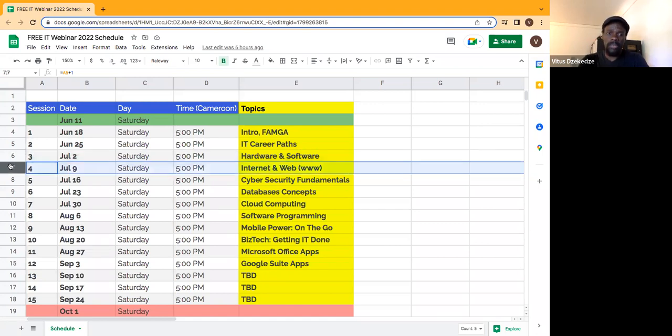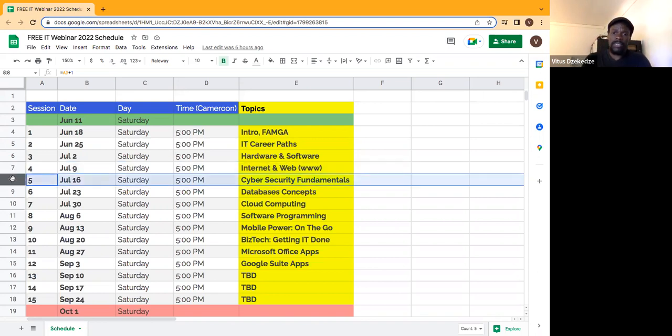The next week, 9th of July, we'll talk about the internet and the web. When I talk about the web, I mean the World Wide Web. There's a very big difference between the two. We're going to clarify that and also talk about web development, the tools and ingredients you need to be able to build websites. And if that's a career path you'd like to pursue, we can talk more about that as well.